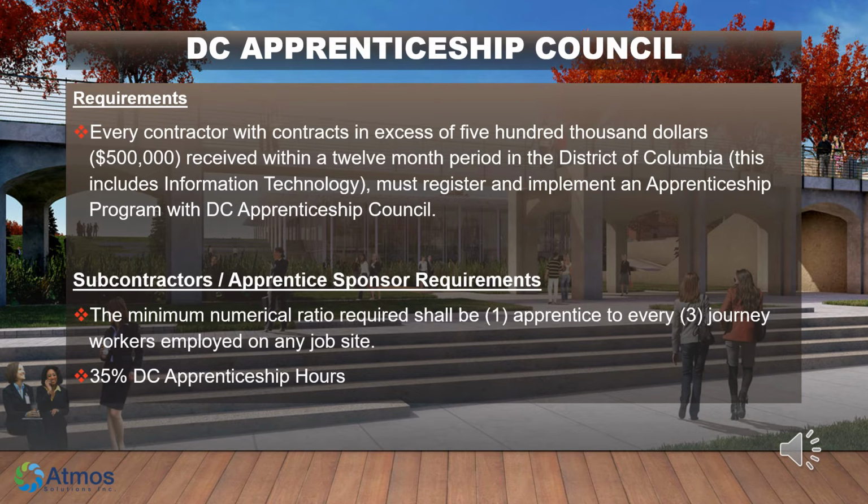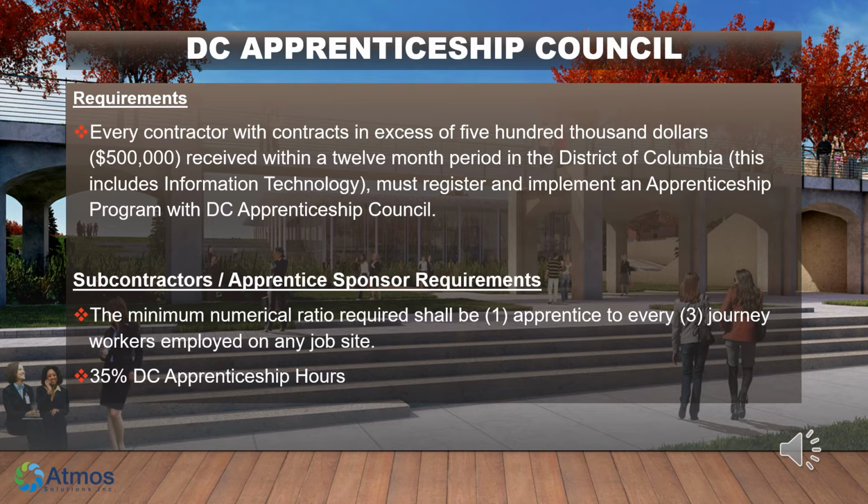In regards to the DC Apprenticeship Council, subcontractors with contracts that exceed $500,000 within a 12-month period in the District of Columbia must register an apprenticeship program with the DC Apprenticeship Council. There are a few requirements of subcontractors that have an apprenticeship program.